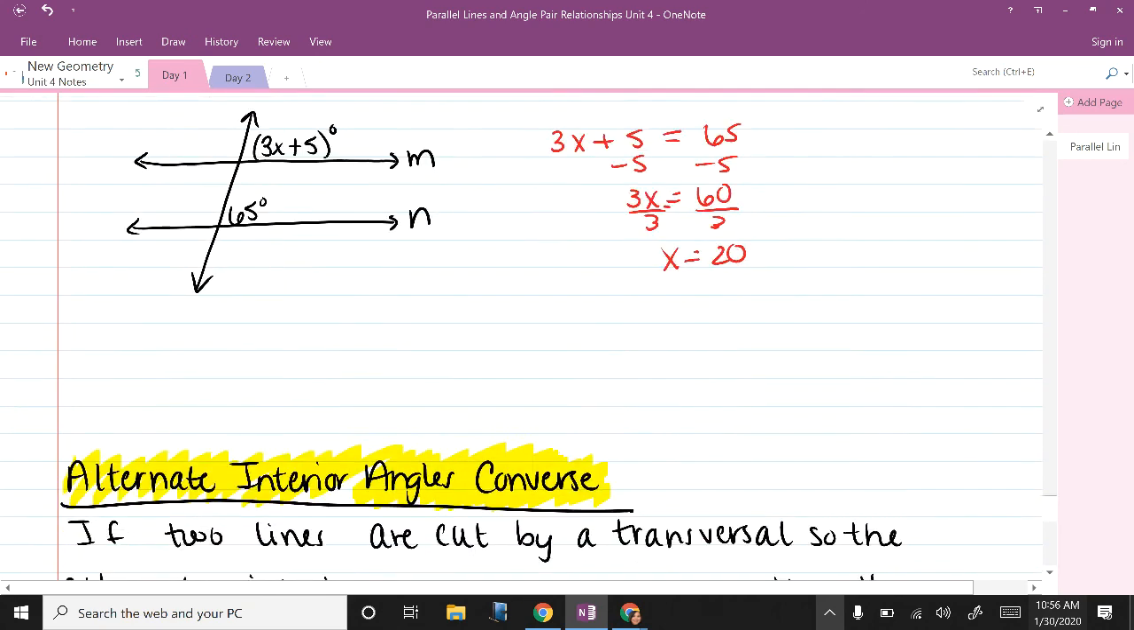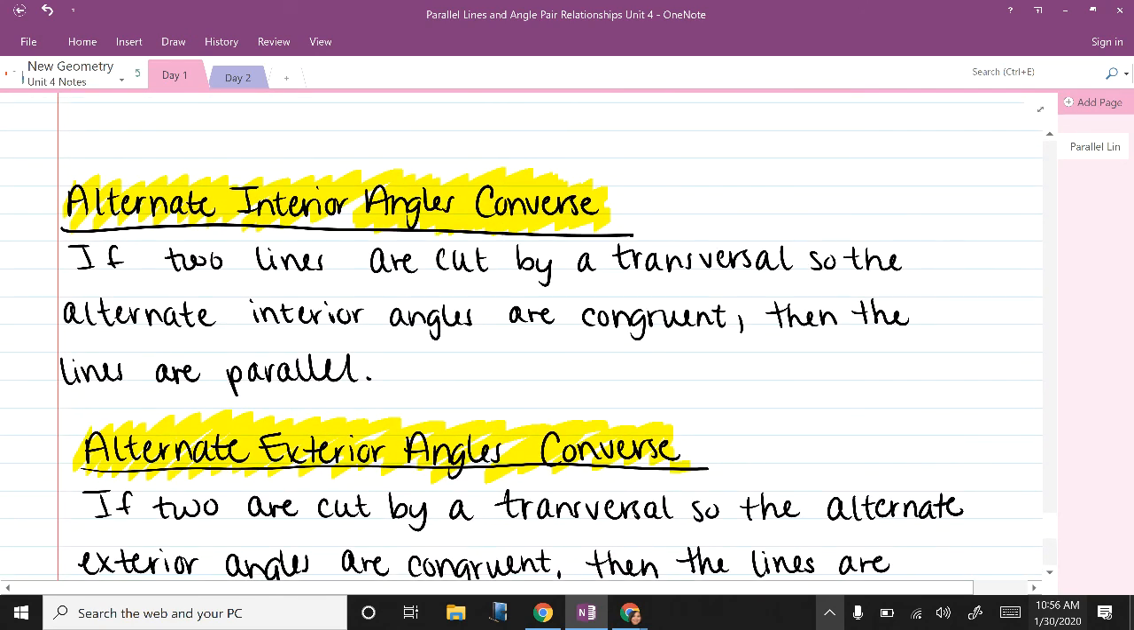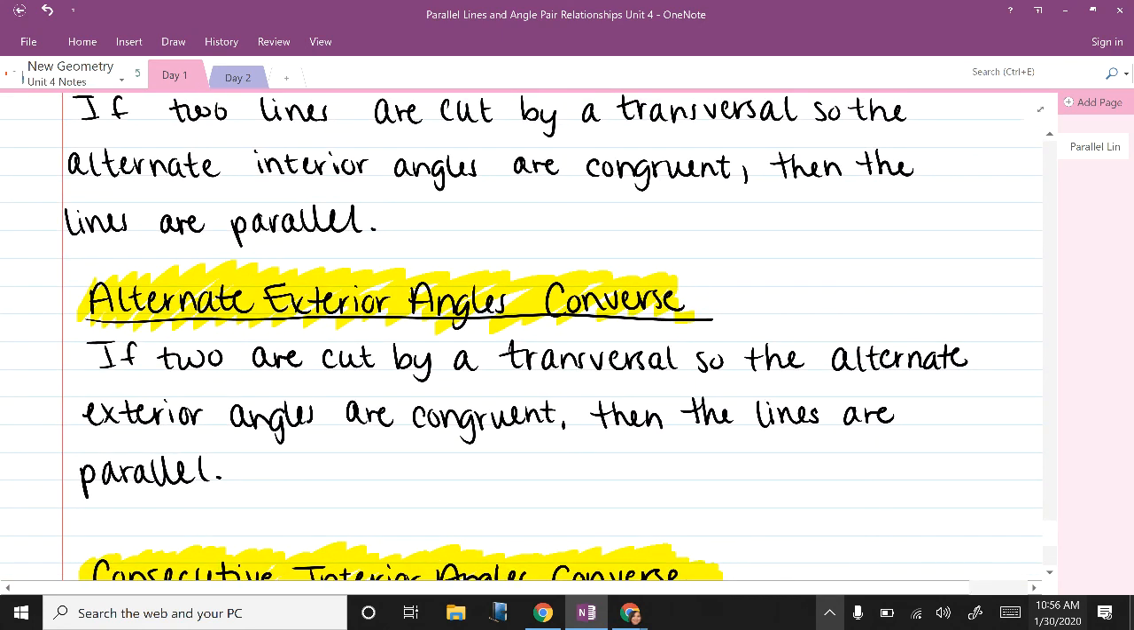All right. Just a few more converses. Find the alternate interior angles converse. It's on the back, on the very top. So basically that says if two lines are cut by a transversal and alternate interior angles are congruent, then the lines are parallel. So that's all you're doing with these converse theorems, showing that they are parallel. So the alternate exterior angles converse, highlight that one as well. If two lines are cut by a transversal and alternate exterior angles are congruent, then the lines are parallel.